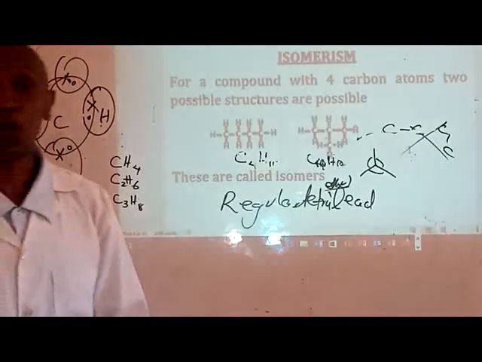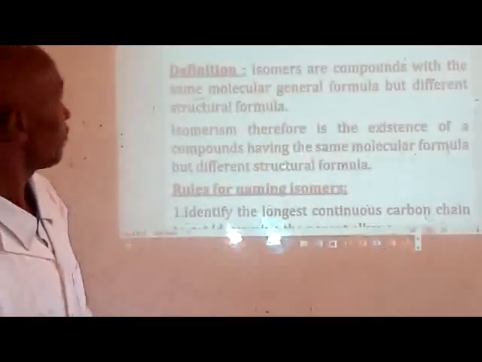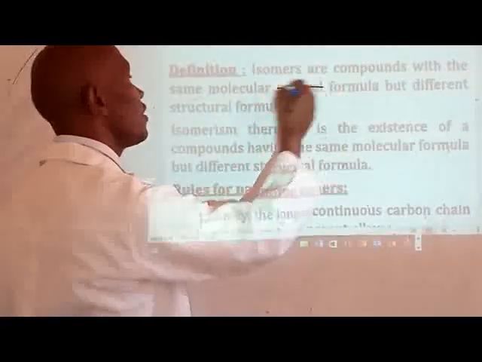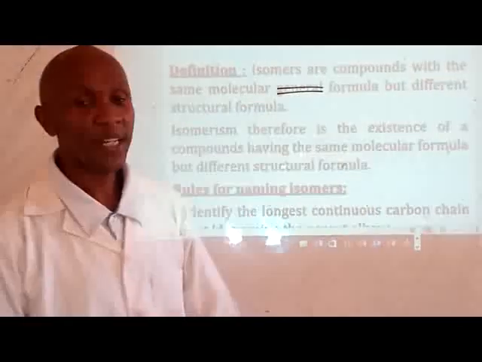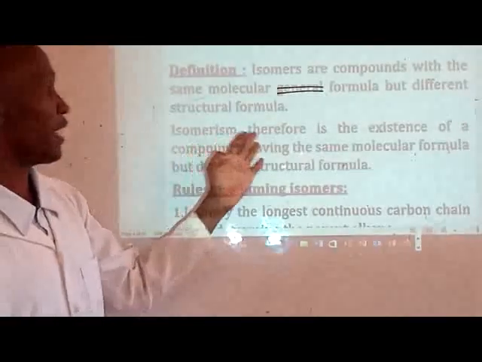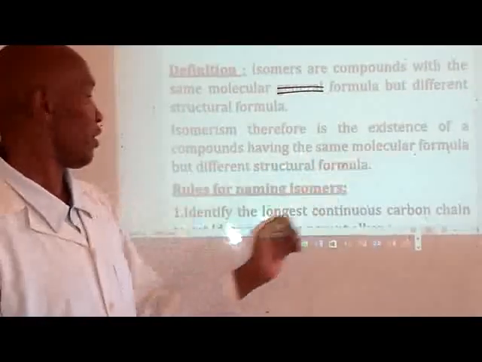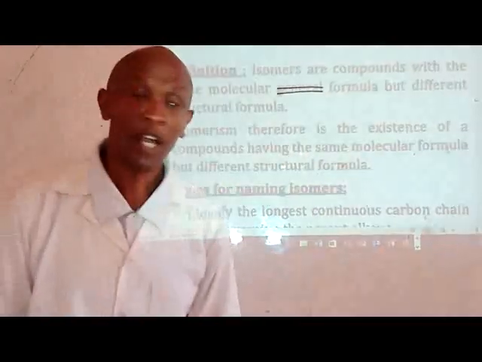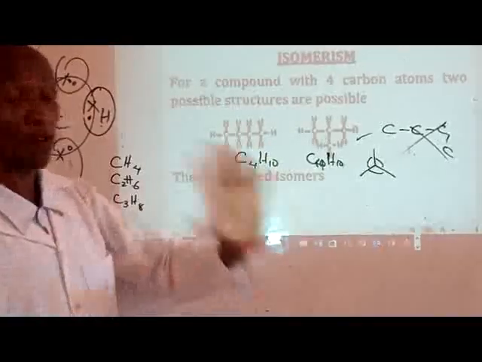This is what we call isomers. So what are isomers? Isomers are compounds with the same molecular formula but different structural formula. Now, isomerism therefore becomes the existence of compounds with the same molecular formula but different structural formula. Actually, these two compounds are therefore going to be very different.